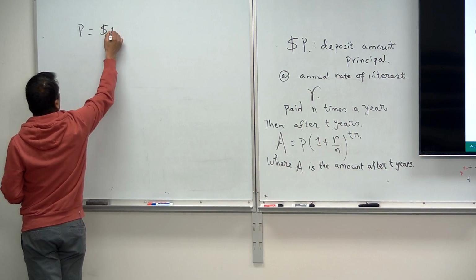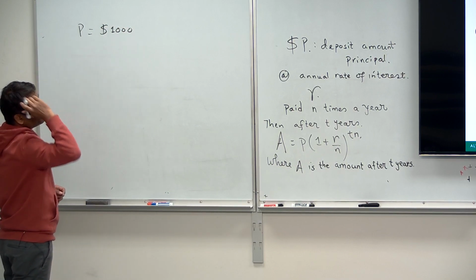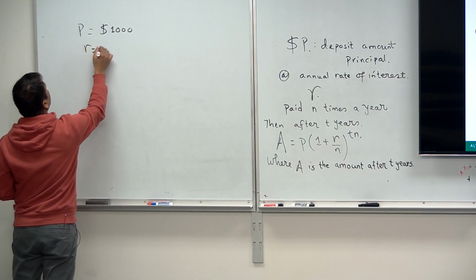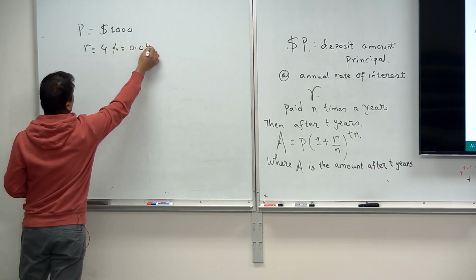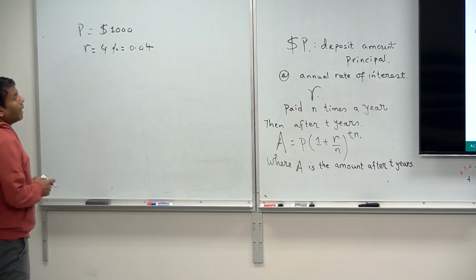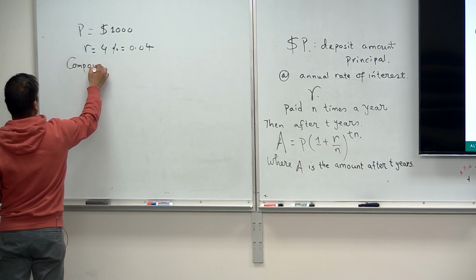So P is 1,000, right? Deposited in an account paying 4% interest. So the rate of interest is 4%, and 4% means 0.04. Okay? And compounded quarterly. So you have to be very careful here, okay?